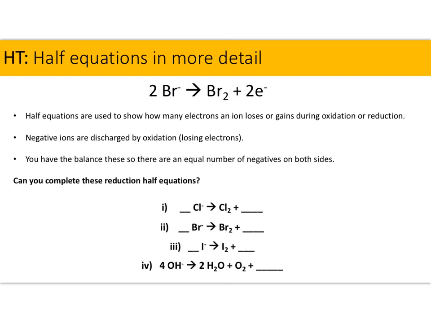Similarly, when we look at half equations in which negative ions are discharged, so the negative ions are being oxidized and therefore losing electrons, it's exactly the same process. We first of all make sure that we've balanced the element, and then we start to look at the charge. So if you could pause the video and have a think about what's missing in each of these half equations, and then we'll look at the answers.